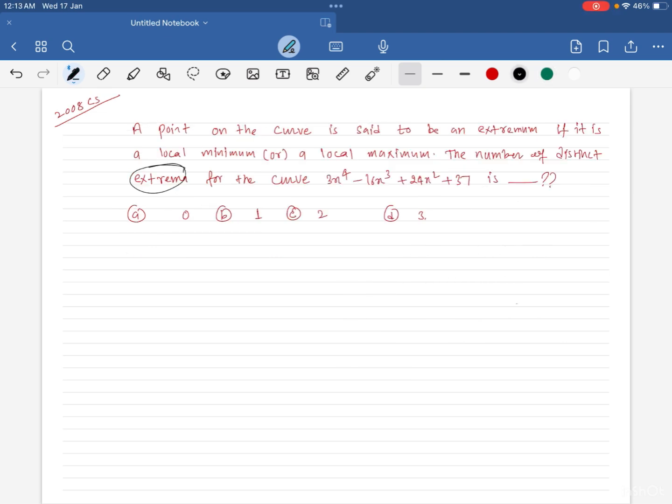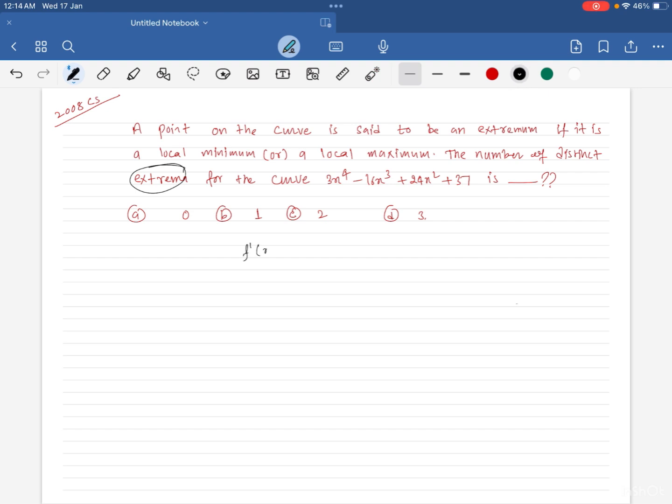So this question is from ECCS 2008, and what we have to find is, so question is, a point on the curve is said to be extremum if it is a local minimum or a local maximum. So this is the definition of extrema, right? So the number of distinct extrema for the curve 3x to the power 4, 16x cube plus 24x square plus 37 is, right? So we can find the stationary point, right?